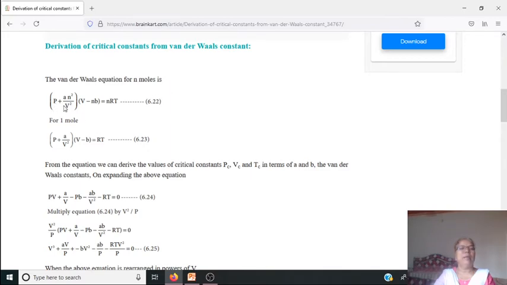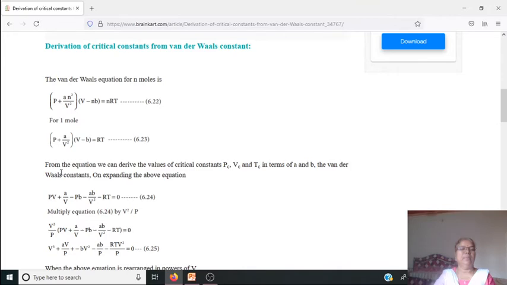Here (P plus a n square by V square) into (V minus nb) is equal to nRT. We have derived this van der Waals equation. This is the van der Waals equation for n moles. Then for 1 mole of gas, the van der Waals equation we can write as (P plus a upon V square) into (V minus b) is equal to RT. Let this be our expression number.